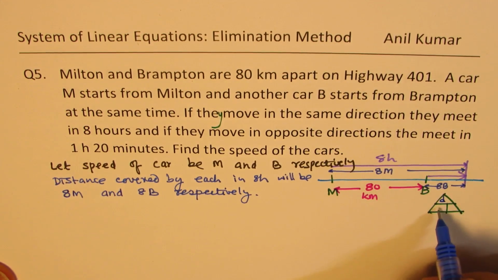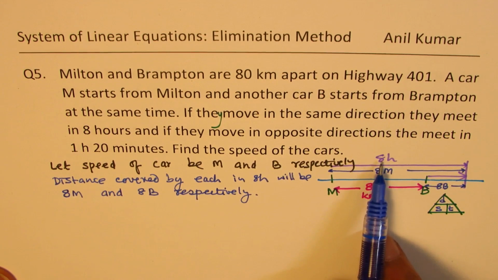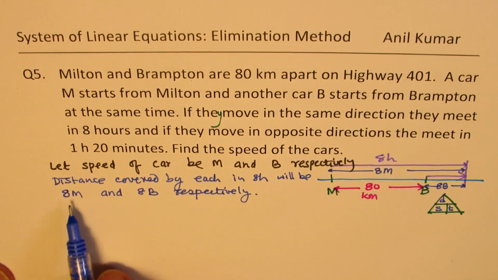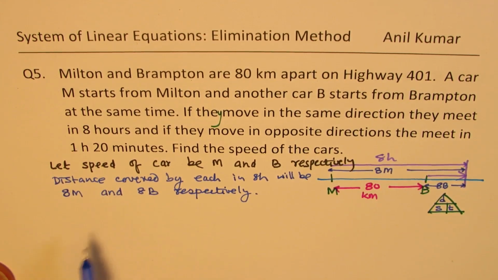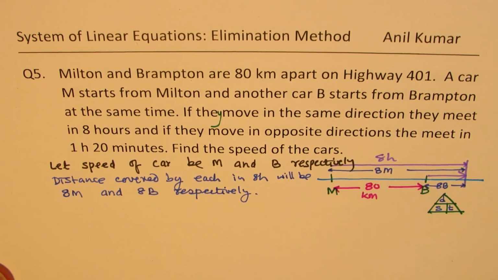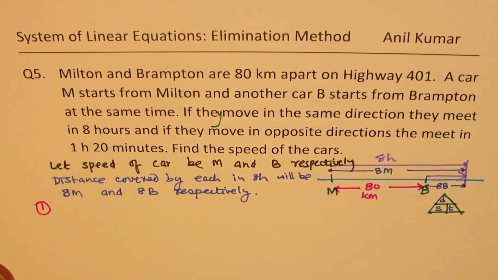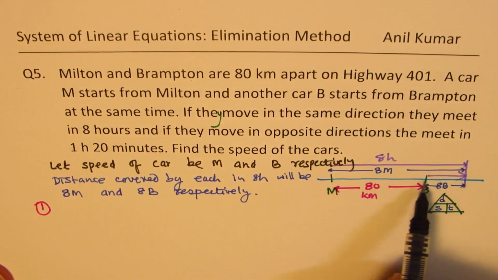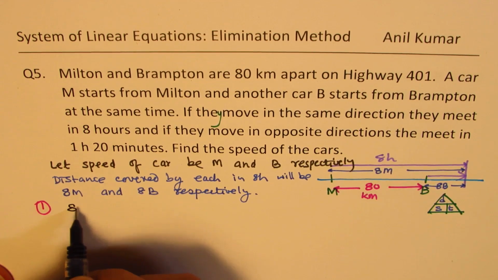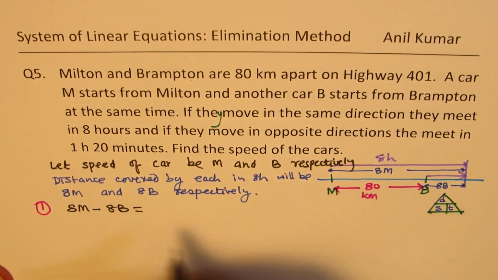So we know distance is speed into time. So we know time is 8 hours, speed is m and b, so 8m and 8b. Now from here clearly you get one equation, and what is that equation? The equation which you get is that the difference between the two, that is 8m minus 8b, is 80 kilometers.